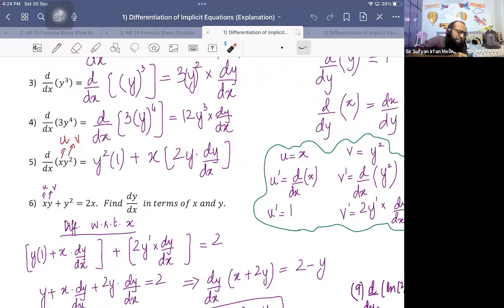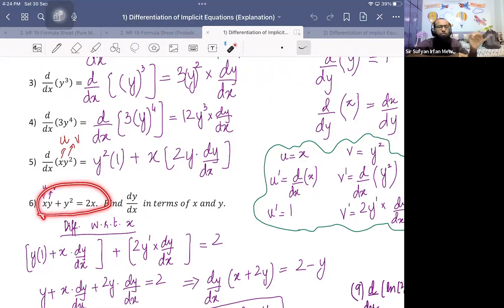So if we see an equation xy plus y square equals 2x, we cannot differentiate and obtain dy by dx directly. How can we differentiate it? y is not the subject. So if y is not the subject, we cannot directly obtain dy by dx. In such cases, we need to identify that this is an implicit equation, because y is not explicitly shown, because y is not the subject of the equation.